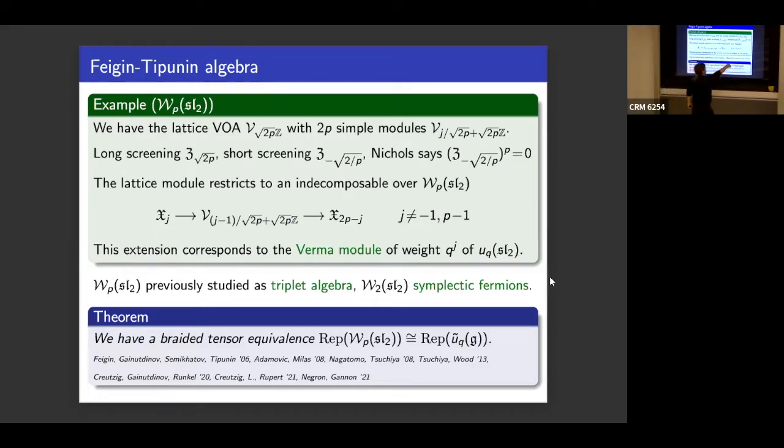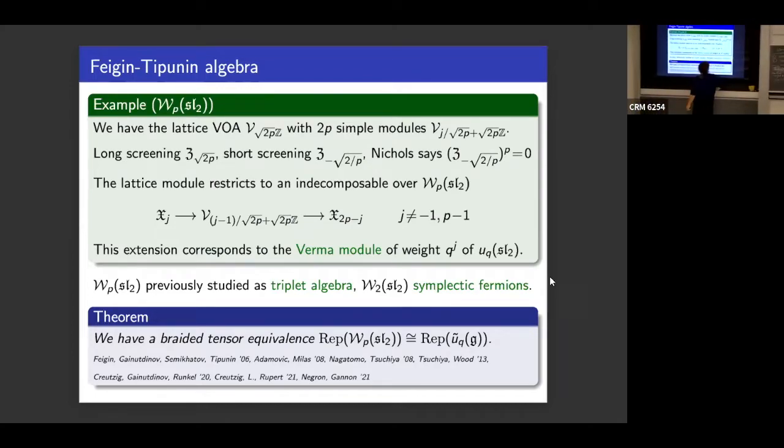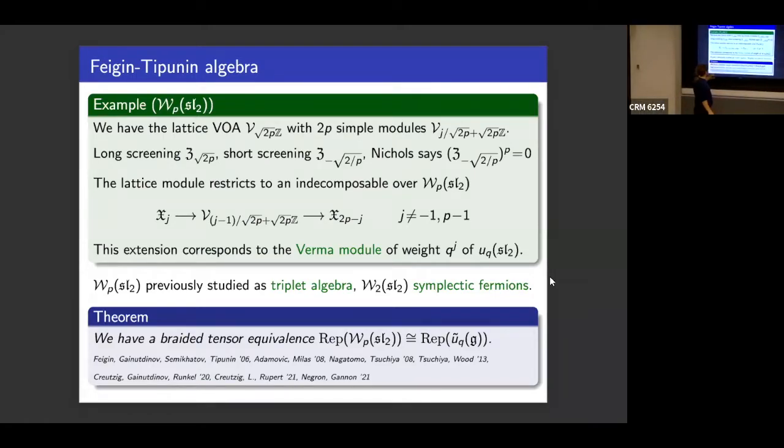Okay, it should be j minus 1. The convention here is j minus 1, so it's q to the j minus 1. And this algebra has been known before these general cases were studied as the triplet algebra. As far as I know, it is the first case where Kausch tried to construct logarithmic CFTs and logarithmic vertex algebras. For the triplet algebra, especially p equals 2, it is the even part of symplectic fermions.